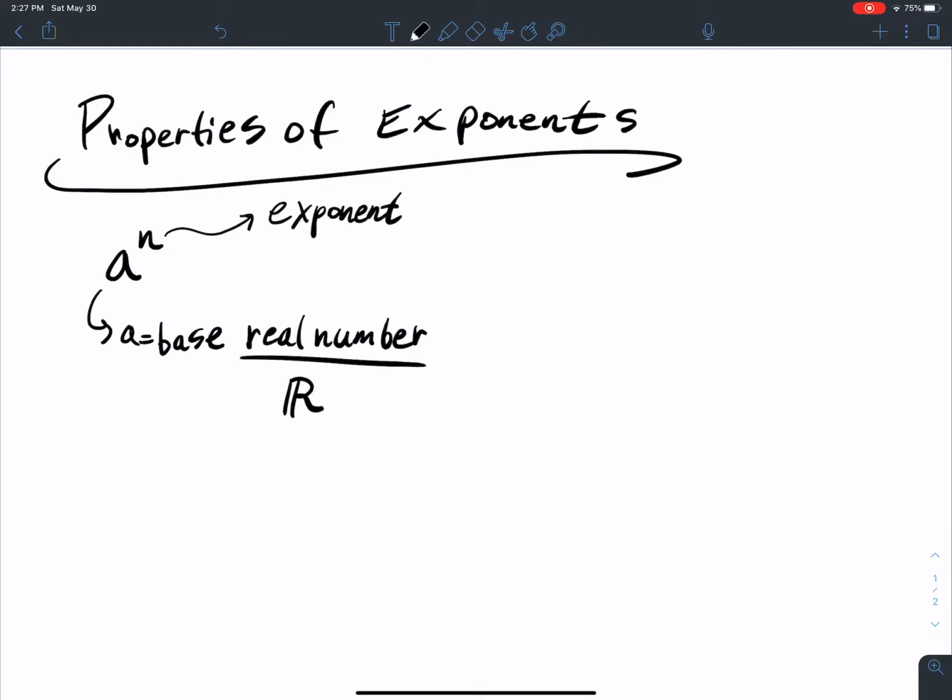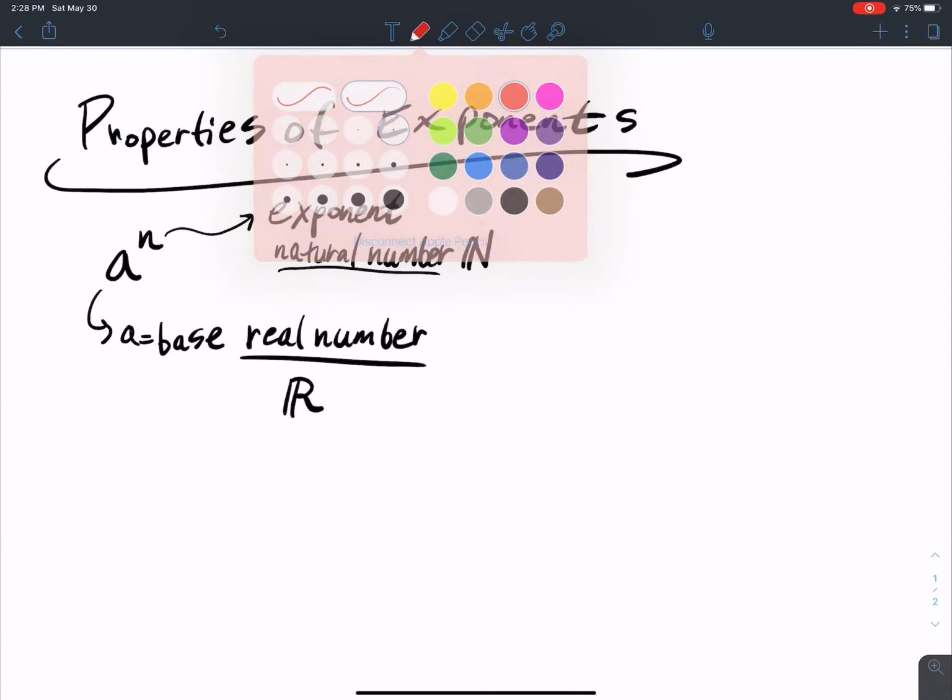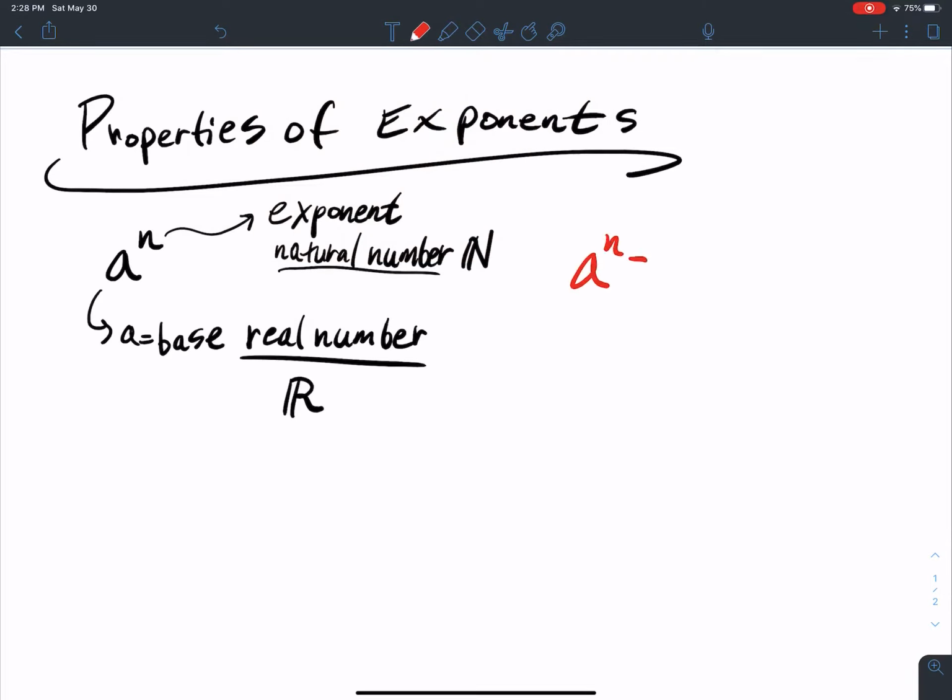It tells us how many a's there are. Okay, the natural number is our exponent, and we're just going to represent a natural number by that script n there. So what does a to the n mean? a to the n means that I multiply a times a times a dot dot dot n times. So how many a's are there? There are n of them.